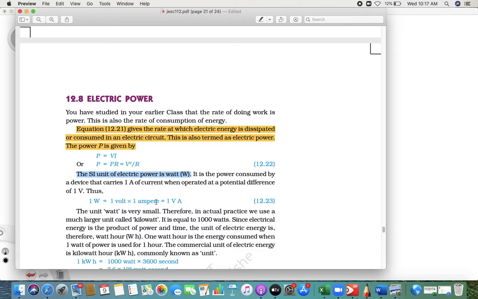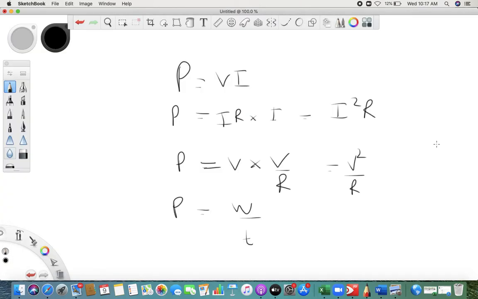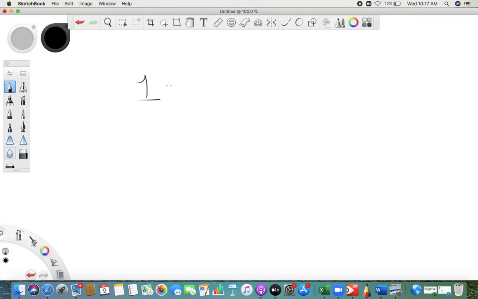SI unit of power is watt. 1 watt is equal to 1 volt into ampere. The unit of watt is very small. That's why they have converted the unit into 1 kWh. K stands for kilo, watt, hour. You are getting what I'm saying? Kilowatt hour. So this is one small thing you have to understand. Kilowatt hour is the thing.